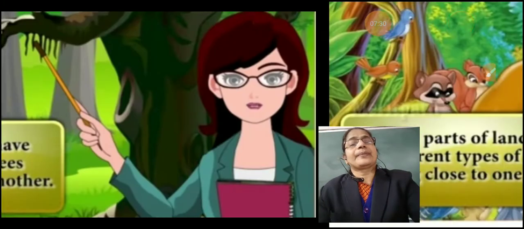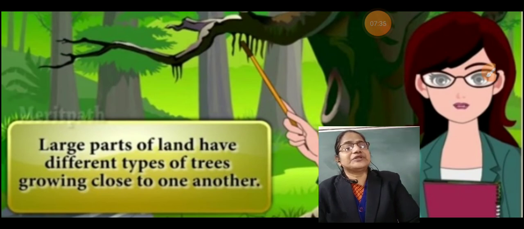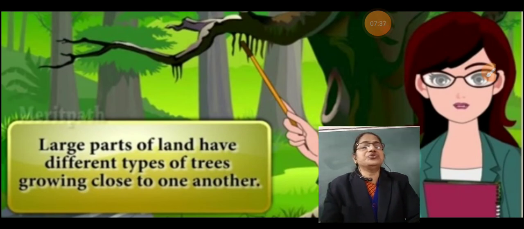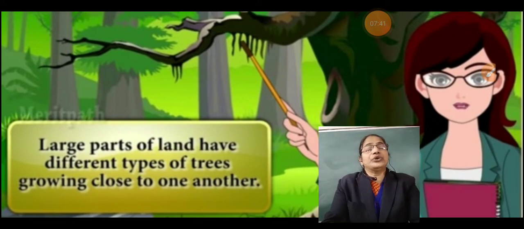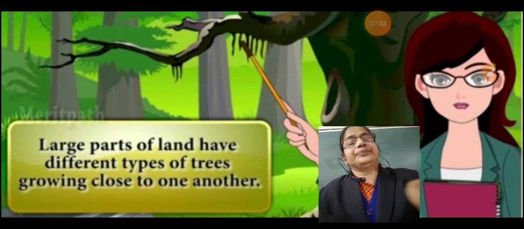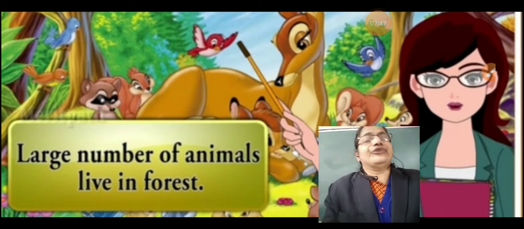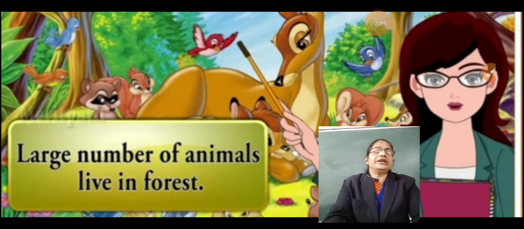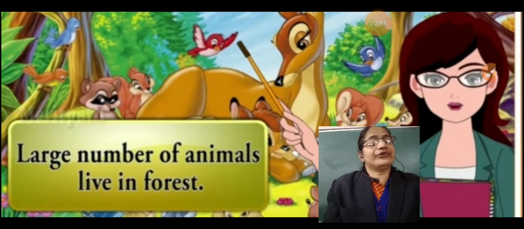Large parts of land have different types of trees growing close to one another. You can see here how the trees are growing in the forest. A large number of animals live in the forest, and we already learned there are different types of trees and also animals.